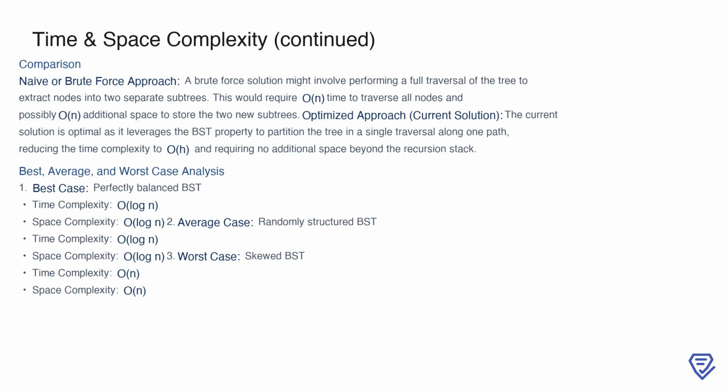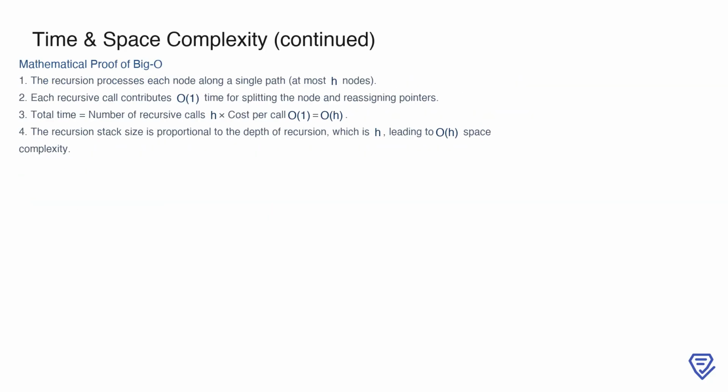For the best case of a perfectly balanced BST, both time and space complexities are O(log n). In the average case, with a randomly structured tree, the complexities remain O(log n). However, in the worst case of a skewed tree, the time and space complexities increase to O(n) due to the tree's height. The mathematical proof for the big O complexity of the split BST function confirms these results.